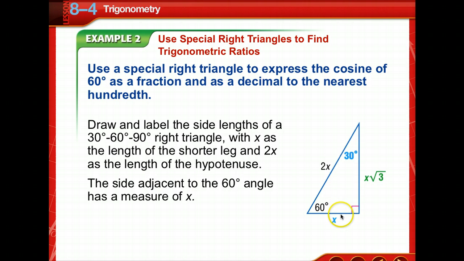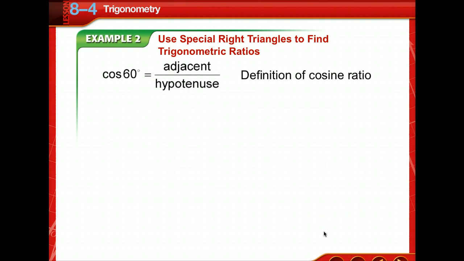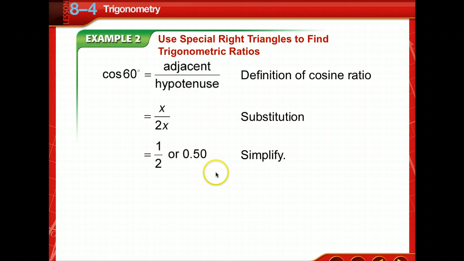So the short side opposite the 30 is x. We've got a 30, 60, 90. So we know the long side is the short side times square root of 3, and the hypotenuse is 2 times x. We learned that in our last lesson. Cosine is adjacent over hypotenuse, which is x over 2x. So the x's cancel out, so we got 1/2. 1 divided by 2 is 0.50. So time for you to check your progress.